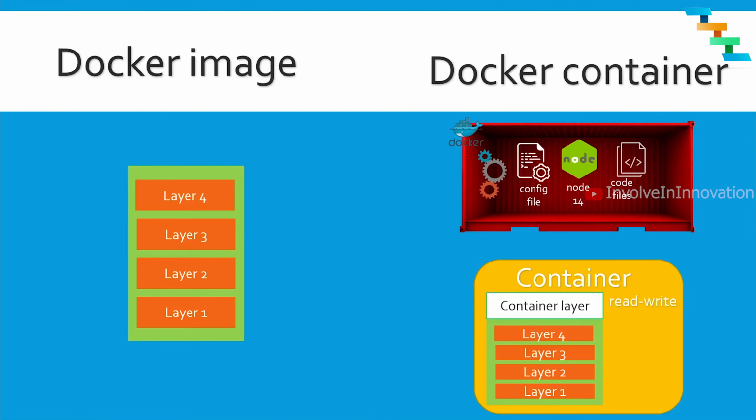A Docker container is a runnable instance of an image. Once you create a container, it creates a read-write copy of the image in this container, and the existing image remains read-only. For example, here in this case, the original image has 4 layers. Once you are running this image in a container, it creates a read-write copy on top of these 4 layers.